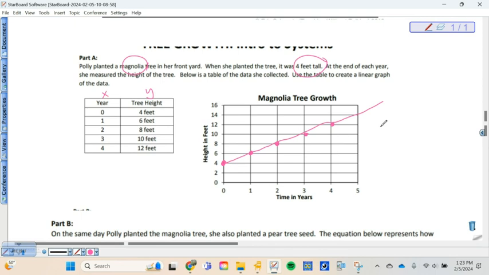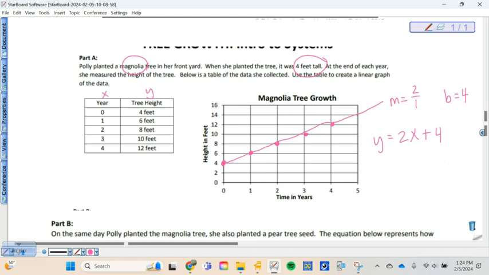Is it up 1 over 2 or up 1 over 1? Up 2 over 1. And what's the y-intercept? 4. So what's my equation? Y equals 2x plus 4. 2 over 1x plus 4. Good.